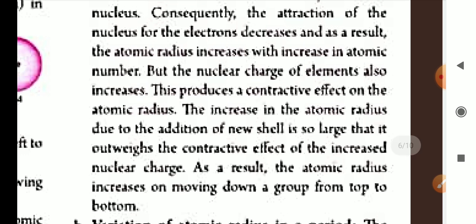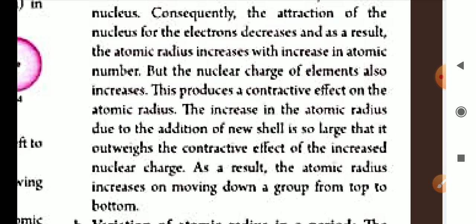What will it produce? This produces an attractive force between the electrons and protons, and it will reduce the atomic radius. The increase in the atomic radius due to the addition of a new shell is so large that it outweighs the contractive effect of the increased nuclear charge.